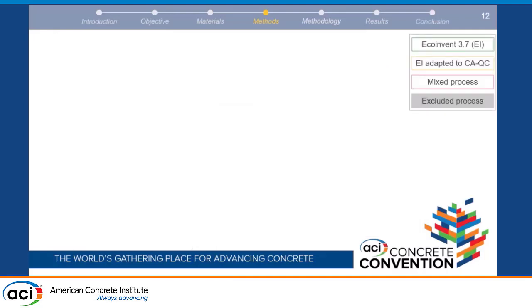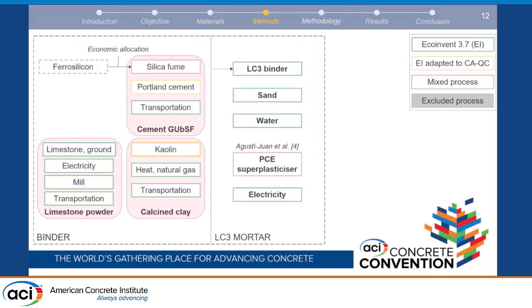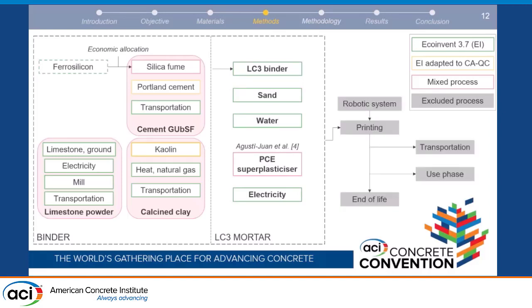For the life cycle inventory, we use the range of Quebec adapted processes and mixed processes based on the EcoInvent database. So particularly, we modeled the cement general use with silica fume, the limestone powder, and the calcined clay, and we associate them with the different other constituents of the concrete. We exclude the robotic system, the printing, the transportation phase, the use phase, and the end of life in order to conduct a cradle-to-gate study.